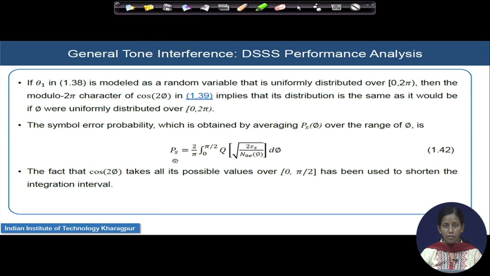Now, going by the symbol error probability calculation and averaging it over the whole duration of our consideration, 0 to 2 pi, it is basically the same as 0 to pi also. So, it can go from 0 to pi. But remember, cos 2 phi takes all the possible values within the duration 0 to pi by 2. So, to shorten the integration interval, this integration can equivalently be run over 0 to pi by 2, as shown in equation 1.42.